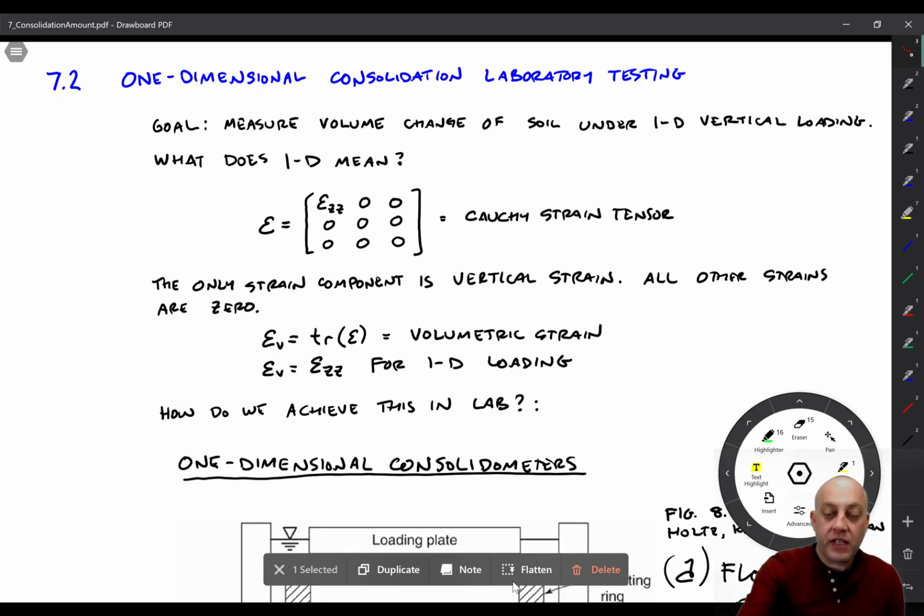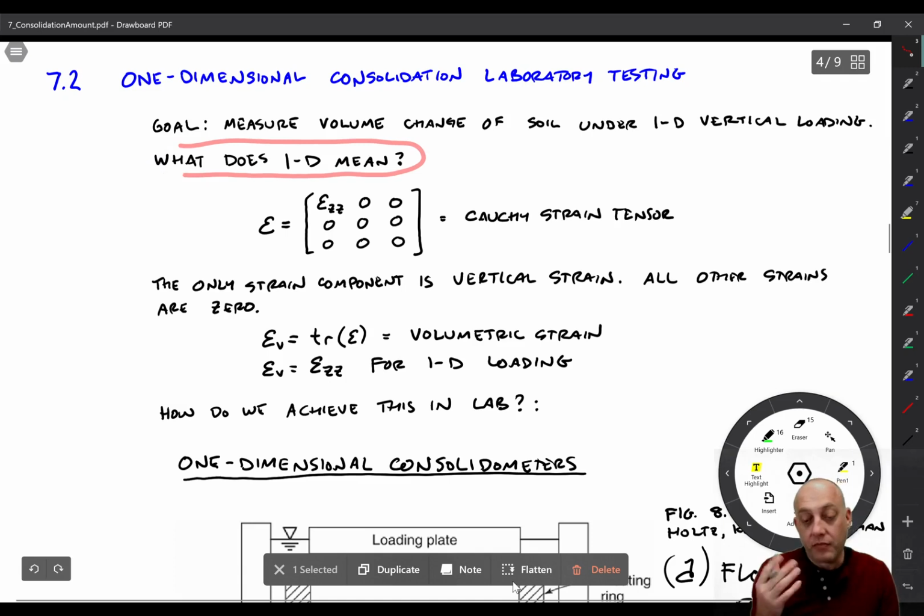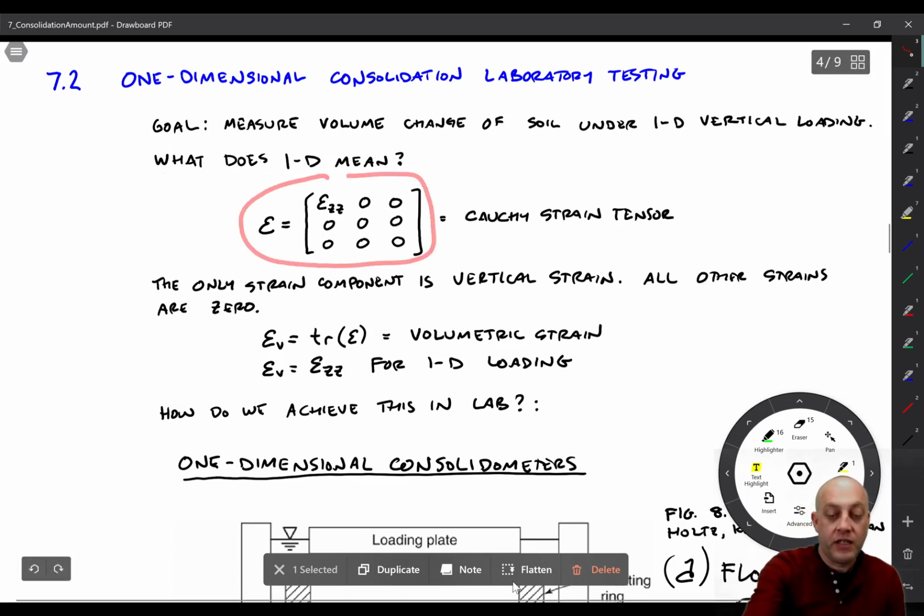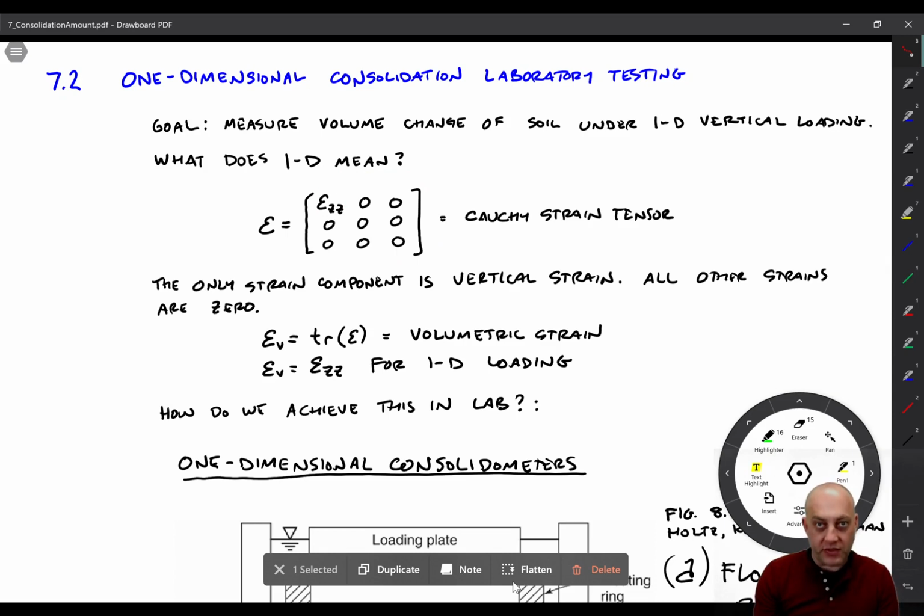Well, first, let's take a look at what one-dimensional means. What we mean by that is that the strain tensor is constrained so that you have a vertical strain component that is non-zero, and all of the other components are zero. So we have to prevent any horizontal strain from happening, and there can also be no shear strain in any direction, only vertical strain.